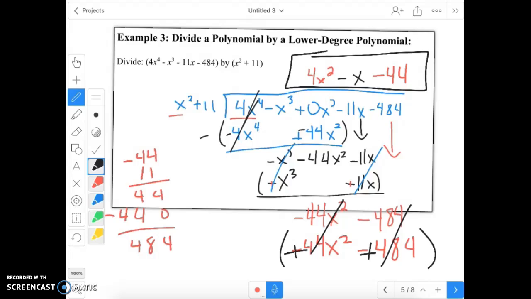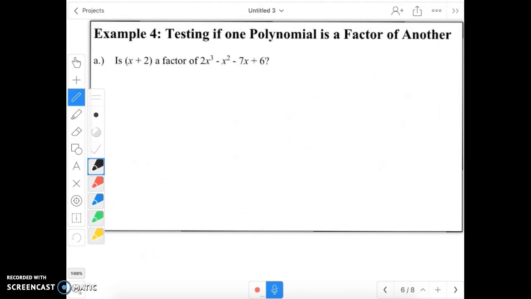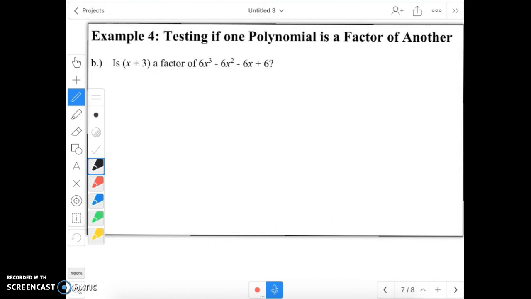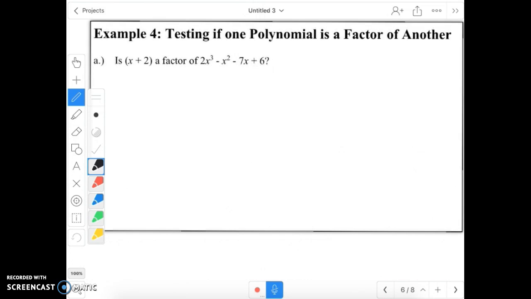Now, your next one, testing if one polynomial is a factor of another. If you're testing that something is a factor, you're still using long division. So I want you guys to try this one out. So I want you to pause the video and get these numbers added into your notes. I want you to try this next one out. So both problems in example 4. So you're testing, I'll get them set up with you.